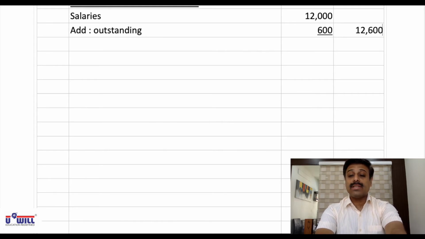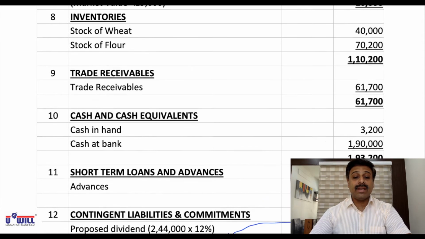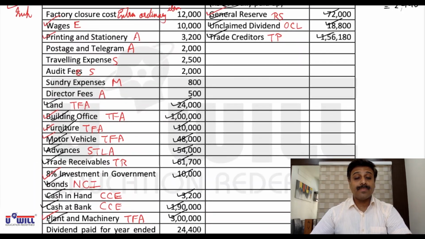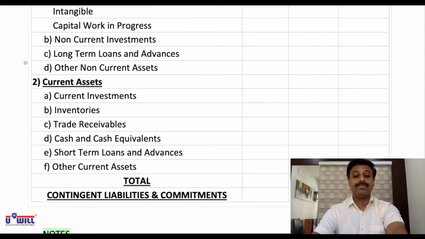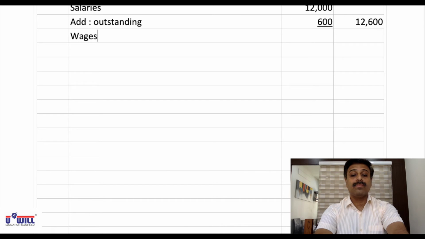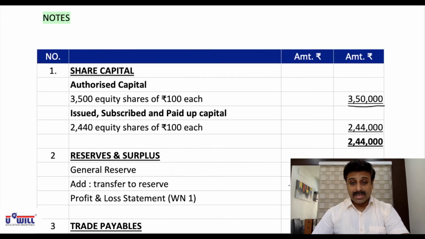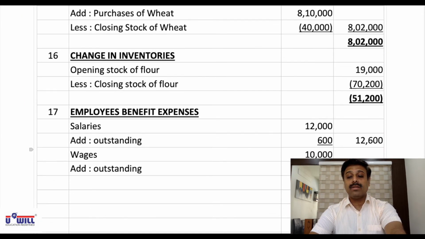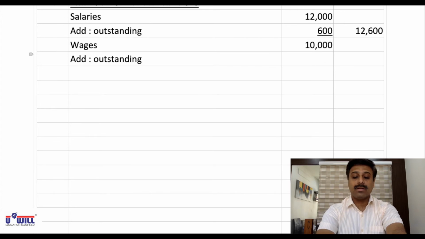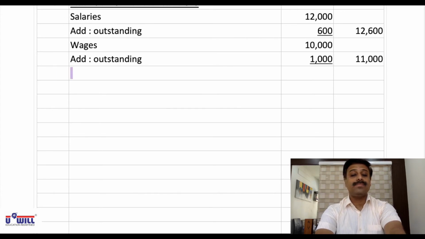600. Okay, 600 will be added as outstanding. So 12,600. Then after salaries, which other employee benefit expense? We have wages. Wages 10,000 again in inner column. Add outstanding. Now in wages, what is outstanding in adjustment 2? 1,000 rupees. So that we will add over here. Outer column 11,000. That's it. Total will be 23,600. There are only 2 employee benefit expenses.